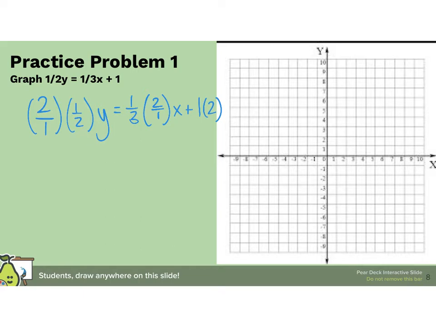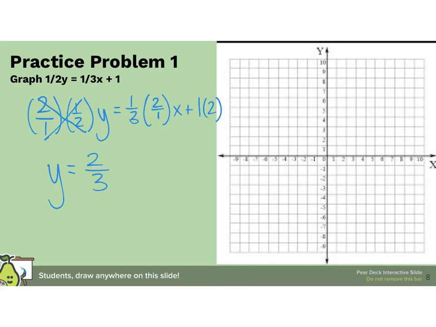So 1/2 times 2 just means what's half of 2? It's 1. The 2's cancel each other out. So we're just left with y, which is what we want. Now I have 1/3 times 2. So that's just going to be 2/3.